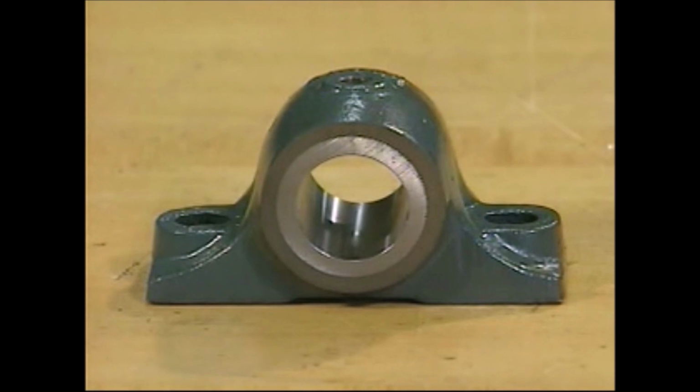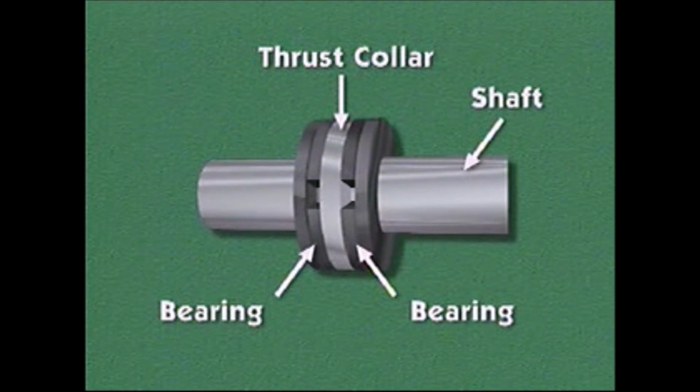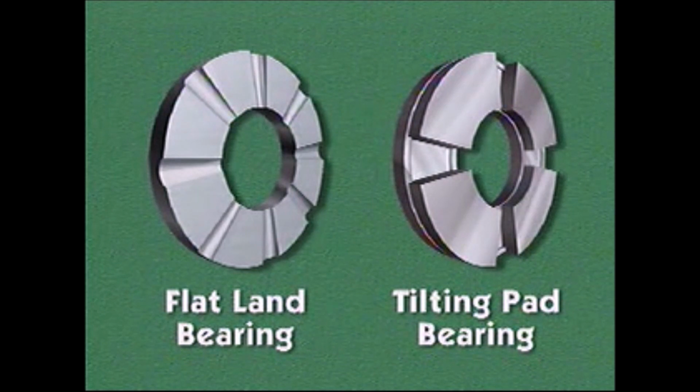Journal bearings are generally designed to handle radial loads, and thrust bearings are designed primarily to handle axial or thrust loads. Thrust bearings are generally used in pairs. One bearing is placed on either side of a thrust collar. The thrust collar is a solid metal disc that may be a separate part attached to the shaft or an integral part of the shaft. The two thrust bearings support axial load in both directions on the shaft. We'll look at two general types of thrust bearings: flat land bearings and tilting pad bearings.